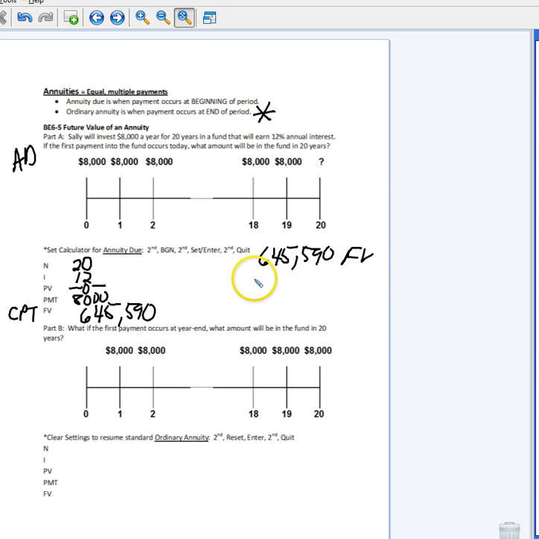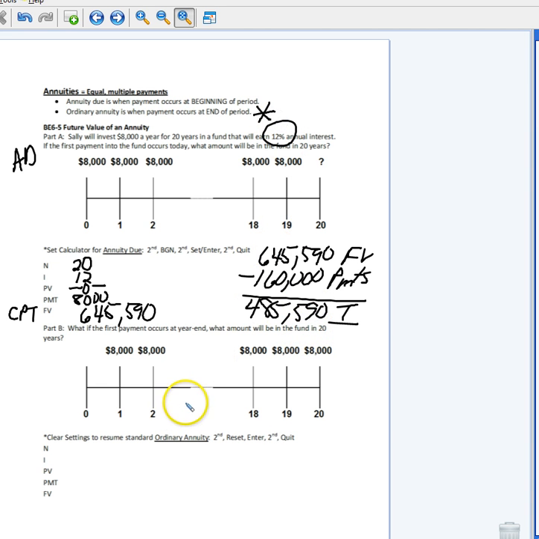Now that's going to cost Sally $160,000. That's her total payments. So she spends $160,000 over 20 years, and it'll grow to $645,590. So the difference is $485,590. That represents the interest she earned over 20 years. That's a lot, isn't it? That's a real incentive to go out and put some money in an investment. Of course, it helps that she had a 12% interest rate.